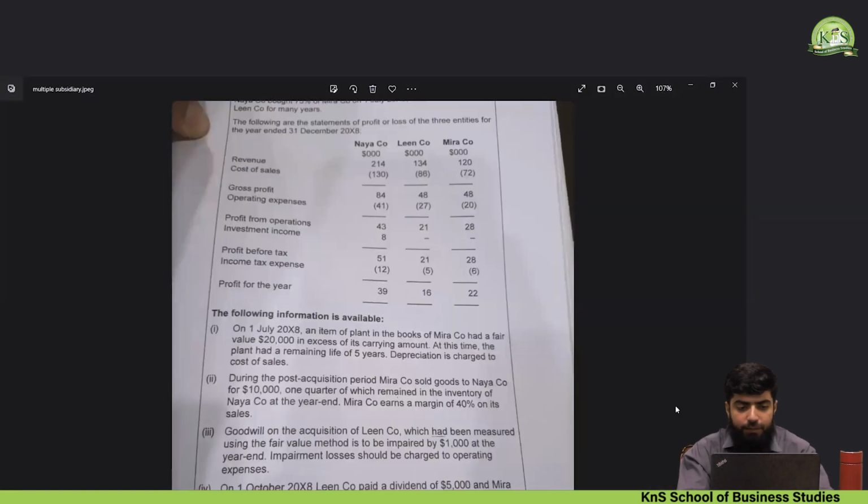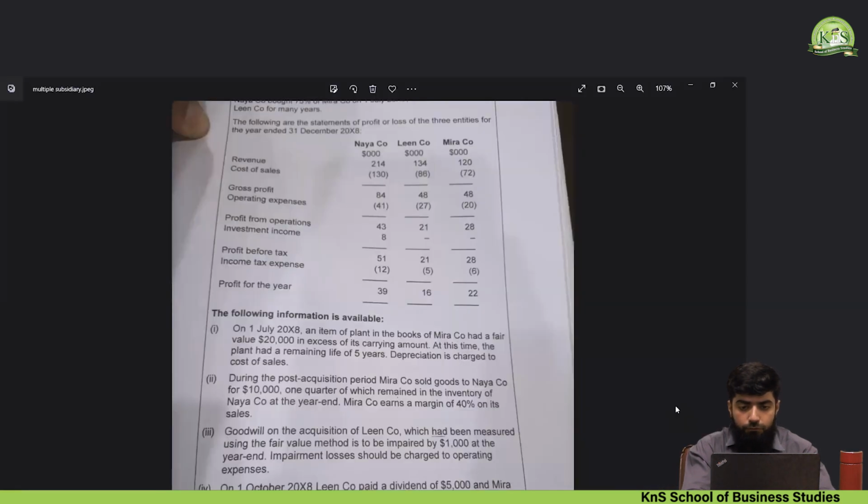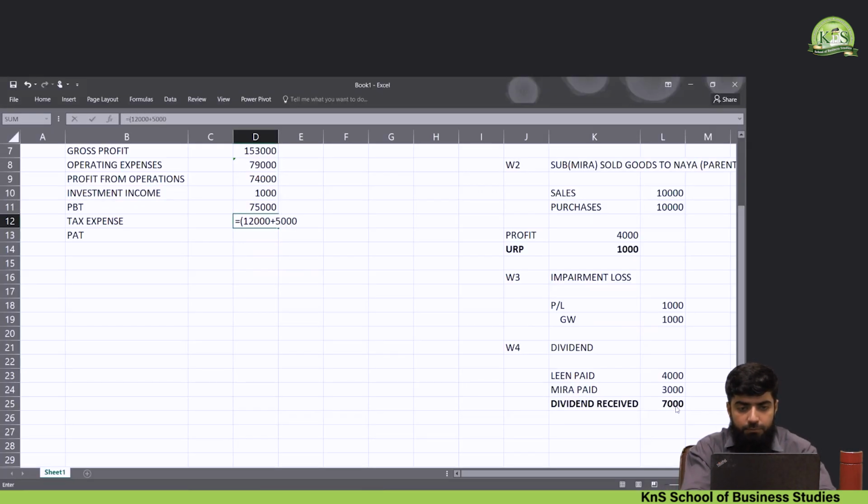Now income tax expense needs to be deducted: 12,000 for the parent company, plus 5,000 for the subsidiary Lean company, and 6,000 for another subsidiary, Mira, but definitely multiplied by 6 and divided by 12. This will result in 20,000. The income tax is 20,000. So profit after tax is 75,000 minus 20,000, that is 55,000. So that was the case.